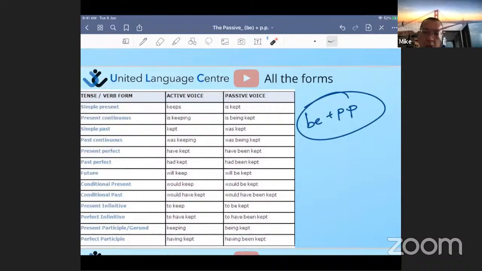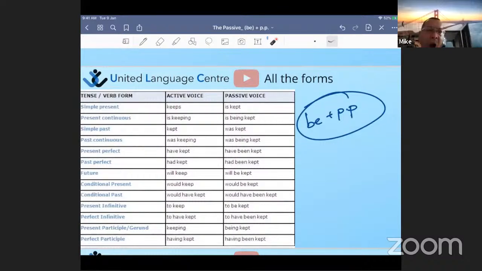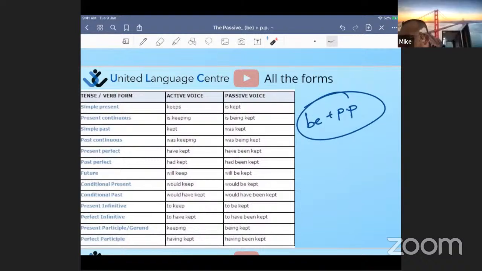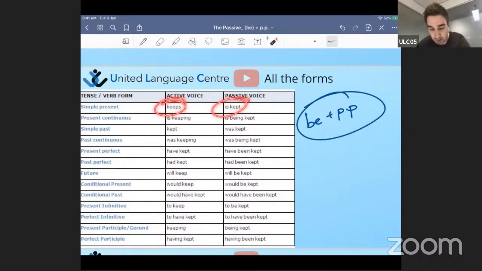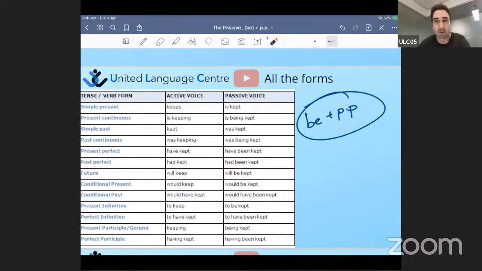For example, keeps or is kept. The bank keeps my money, or my money is kept in the bank, right? Now, this is using keep because keep is one of those verbs where we can always use active and passive, and it makes sense. Sometimes verbs don't work in the passive.